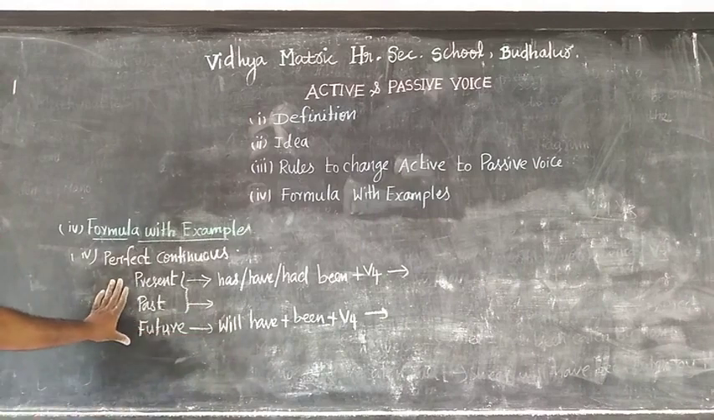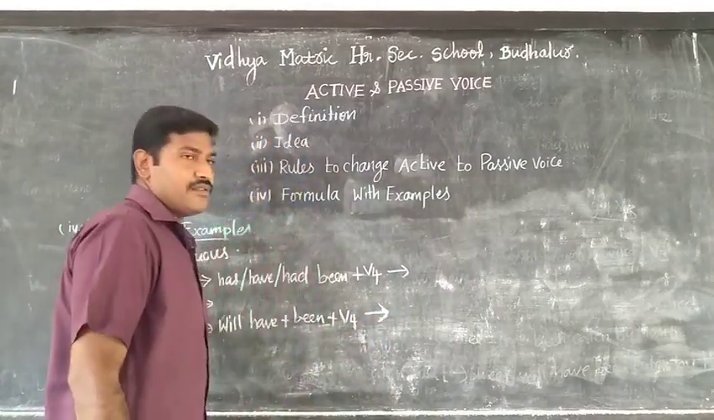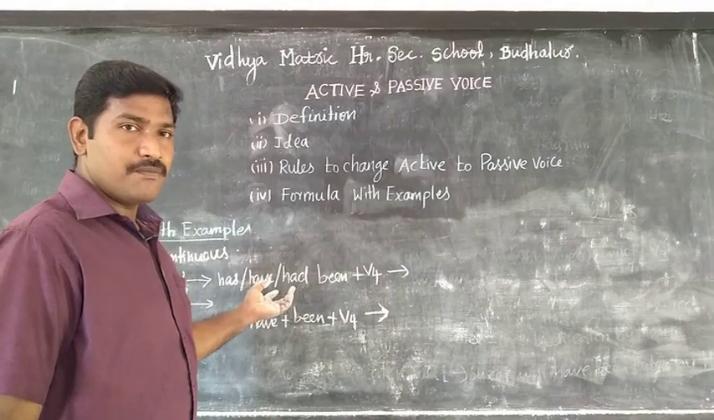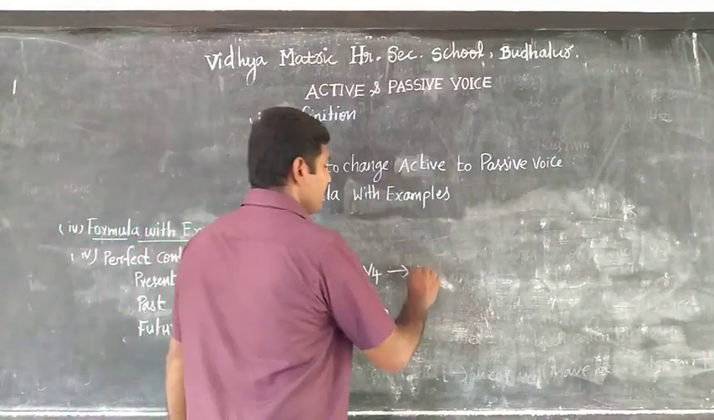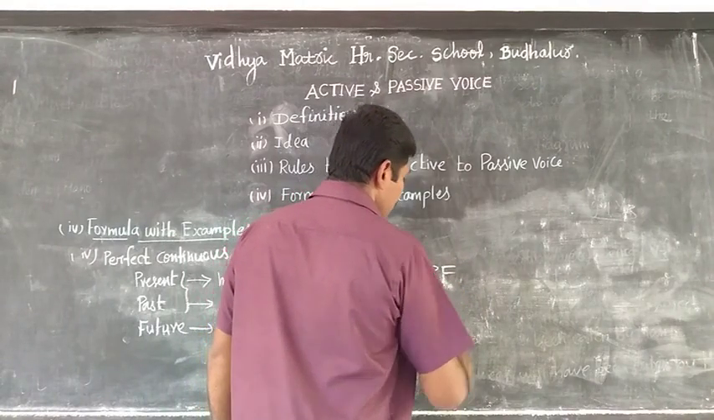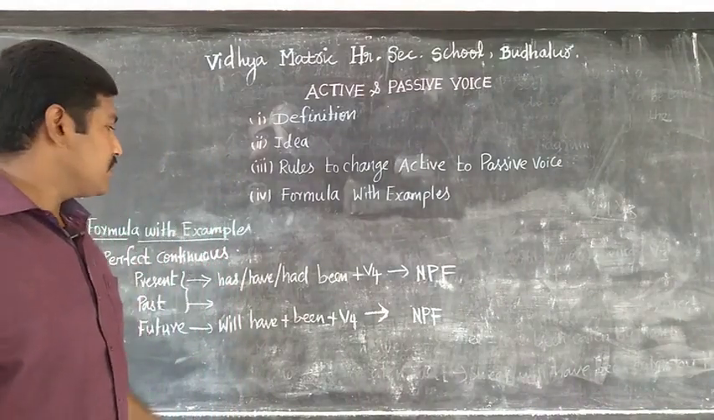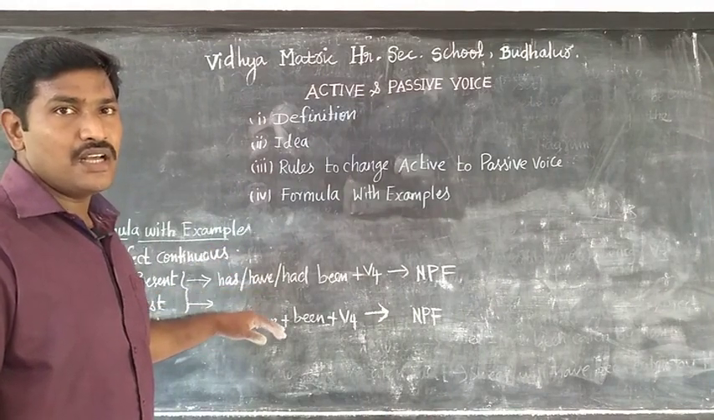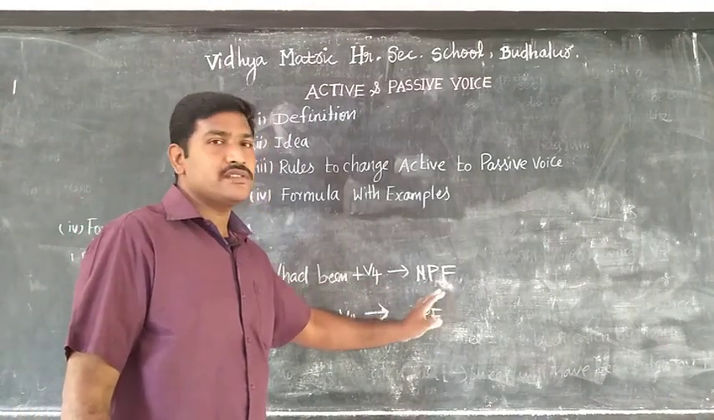Okay, that is the active voice formula. We would have to change into passive voice, but we have no passive form for perfect continuous tense in present, past and future. There is no passive form. I already told you there are four kinds of sentences that have no passive form. So the perfect continuous for present, past and future and the continuous tense for future have no passive form. NPF means no passive form.